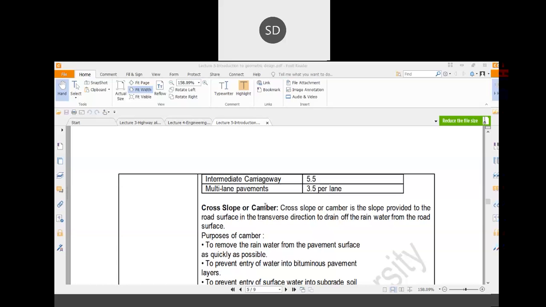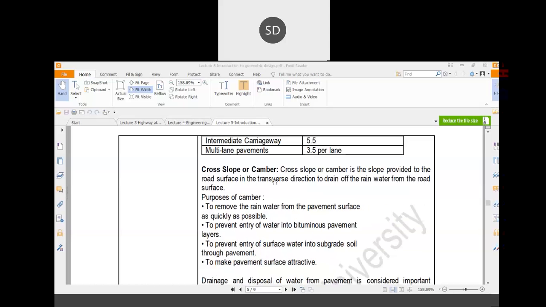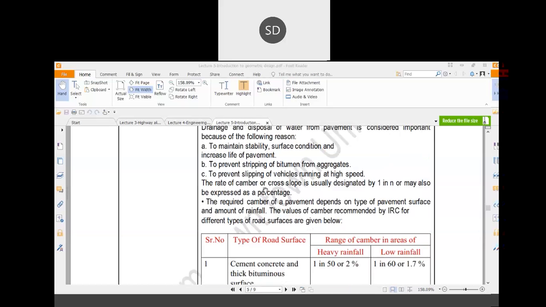In the case of multi-lane pavements, each lane would be 3.5 meters wide. So what is cross slope or camber? We have already discussed. That is the transverse slope provided over the road section. The main purpose of the cross slope or camber is drainage, so that all the water falling over the road surface can be easily drained off.